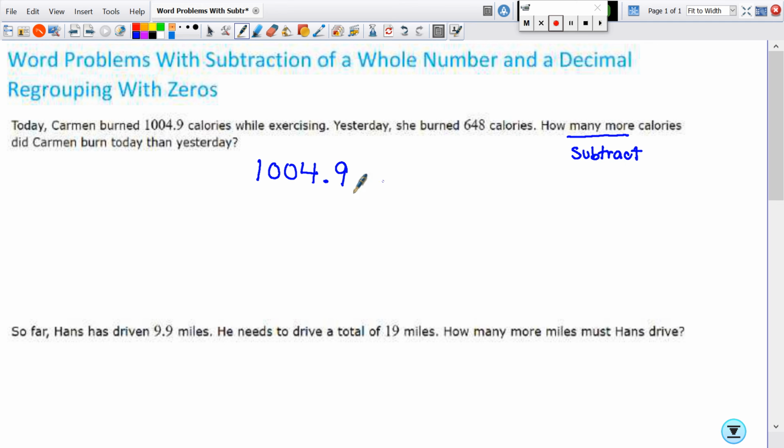Well, the problem is we have a decimal and a whole number. So if you have decimals in the problem, you have to make everything be decimals. Anytime you have a whole number, you just put a 0.0 at the end.